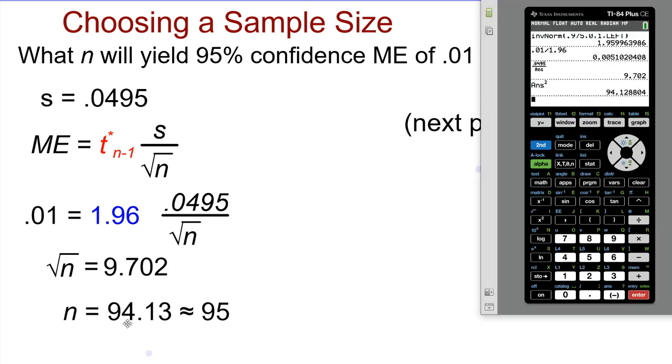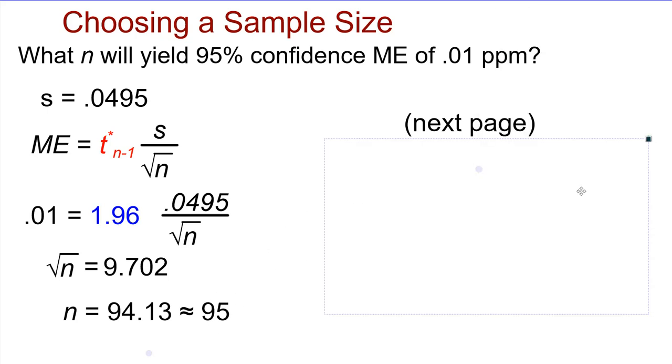Yeah, so we can't have 0.13 of a person, so we always round up when we're doing our sample size. So based on this conservative estimate or initial estimate, we would need 95 people. So now that we know that we think it's about 95, we can now figure out which model we're using.